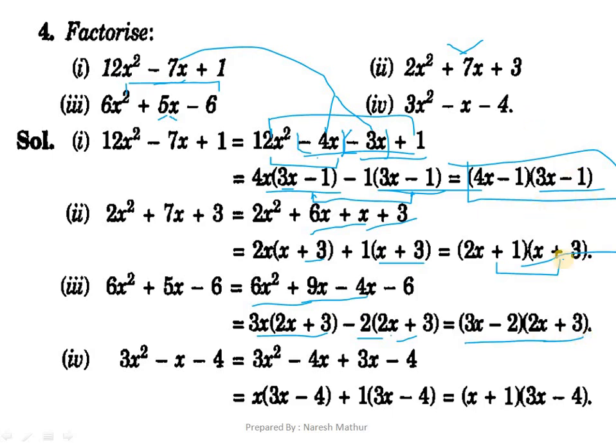Similarly in the last one, 3x square minus x minus 4. Again we are splitting minus x in the form of minus 4x plus 3x, because the product should be 12, and if you focus, the separation is also given in the question. Also 3x square and 4, 3 and 4, the difference of 3 and 4 is also 1. So we'll write it in the minus 4x plus 3x form. Just take x as a common, so we get 3x minus 4, and take 1 as a common. Again we are getting 3x minus 4. So x plus 1 and 3x minus 4 are the required factors.